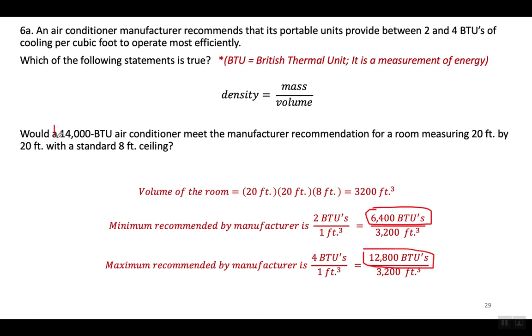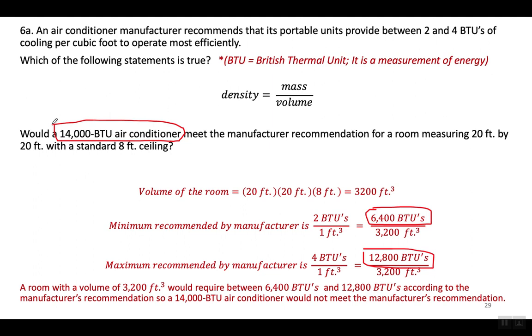Does the 14,000 BTU air conditioner fall within that range? Yes or no? No, it does not. It's too powerful. It's more BTUs than required for this room. So this would also be false. This one does not meet the manufacturer's recommendation because it has too many BTUs. All right, let's check the third option.